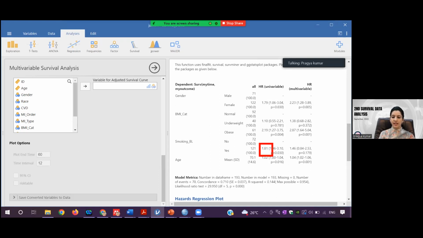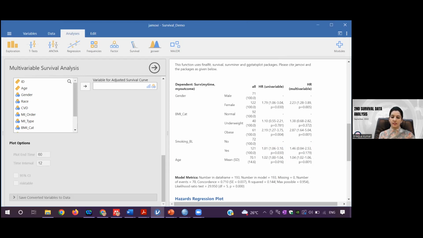This is very interesting. In univariate, this was significant. The p-value is 0.03. But in multivariable, when you put in all the other variables, this has become insignificant. So that's the impact of having adjusted hazard ratio. And age, again, the same thing you can see here. Age is significant in both univariable as well as multivariable.